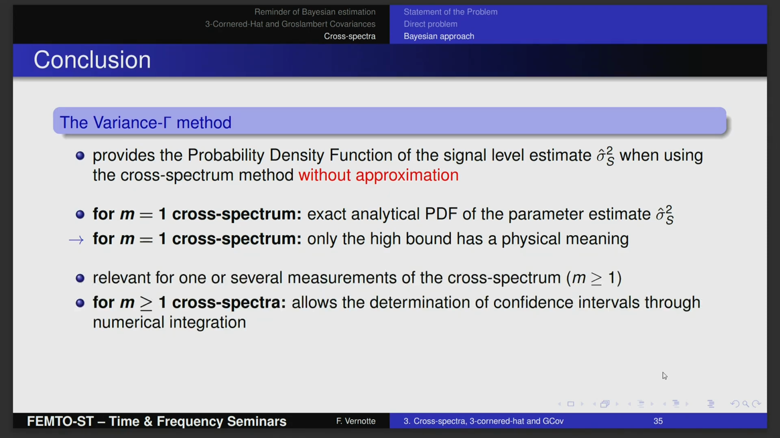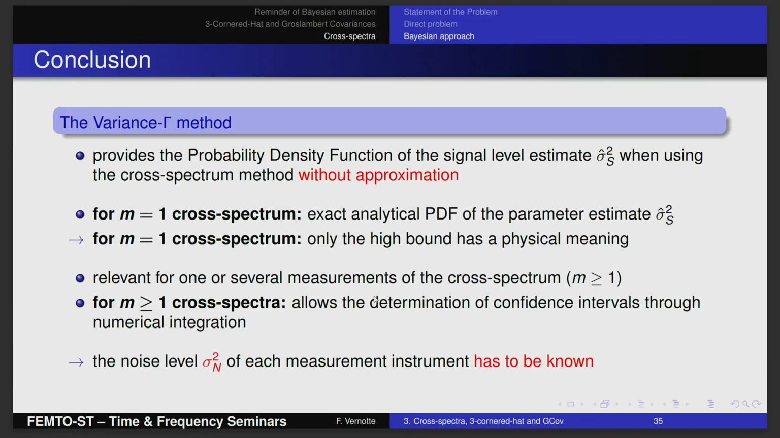It's relevant for one or several measurements, for m greater than or equal to 1, and it allows the determination of confidence intervals through numerical integration. So the noise level of each measurement instrument has to be known in any case, even if you use the cross-spectrum method.